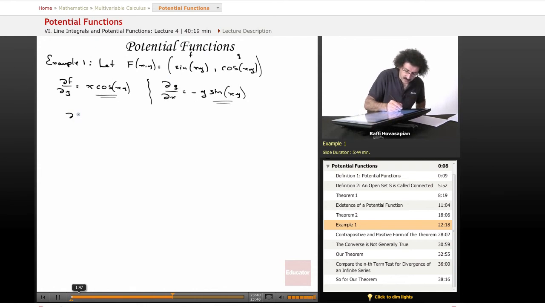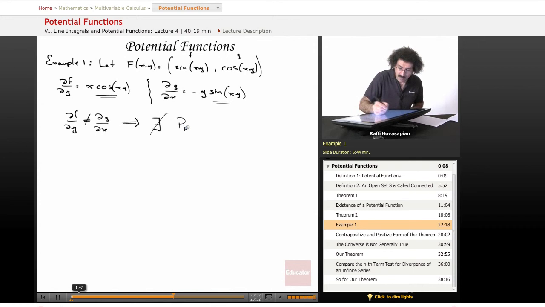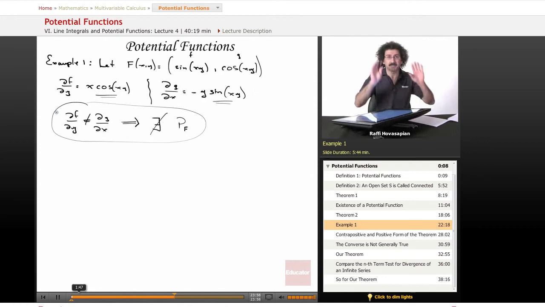So df dy not being equal to dg dx implies that there does not exist a potential function for this vector field f. This is how we use our test. Very, very nice. Okay. Let me go ahead and give you the analog for this in 3 space.